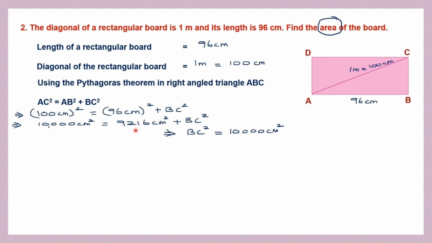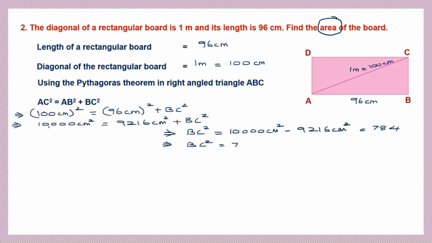9216 to the other side. So we're going to transpose it. So here it is addition. When it goes to the other side, it becomes subtraction. So that is minus 9216 centimeters square. So let's subtract these two. When you subtract, you get 784. So now we have found the value of BC square.